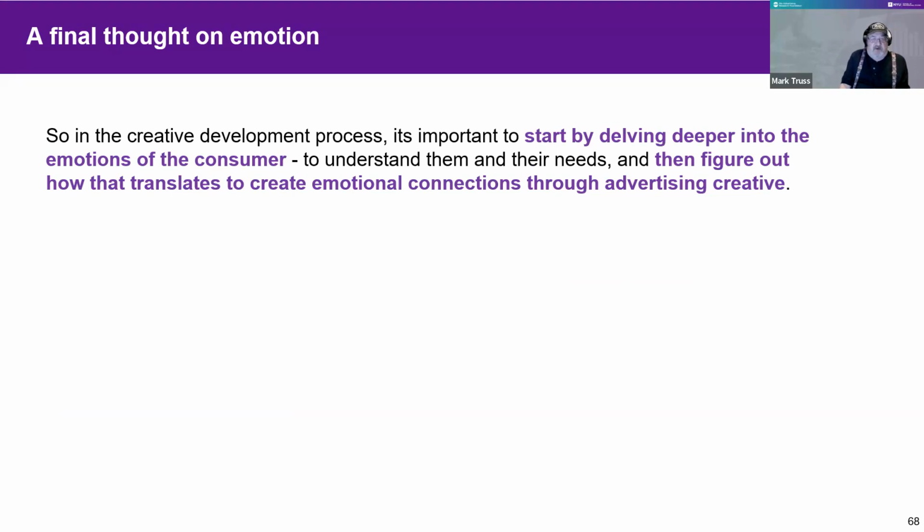So one final thought: in the creative development process, it's important to start by delving deep into the emotions of the consumer, to understand them and their needs, and then figure out how that translates to creating emotional connections through advertising creative. Focus on the emotions.